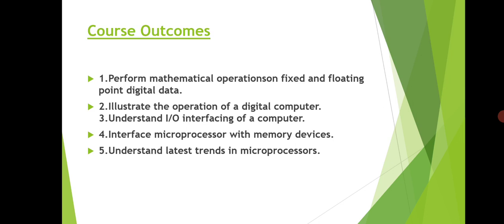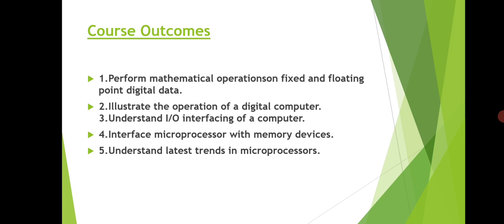Next, understand the IO interfacing of a computer. Just now I told you, when input and output devices are connected to a system, what type of interfacing is there and how protocols run; you should have a clear idea. If I give you an input device like a keyboard, you should be able to explain how the system works when I press A, how it displays A on the output device, the monitor, and how the communication takes place.